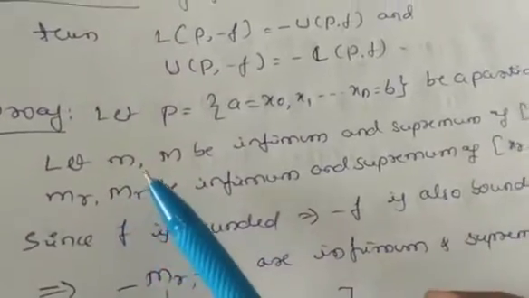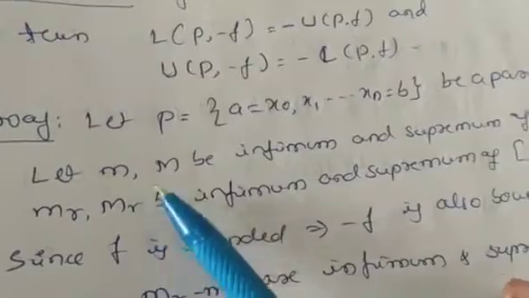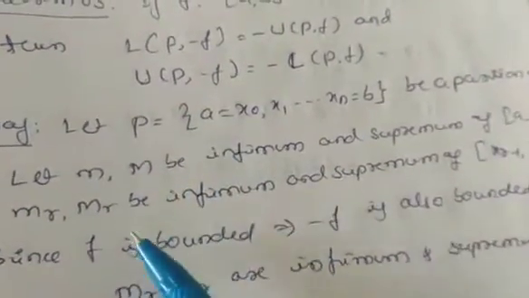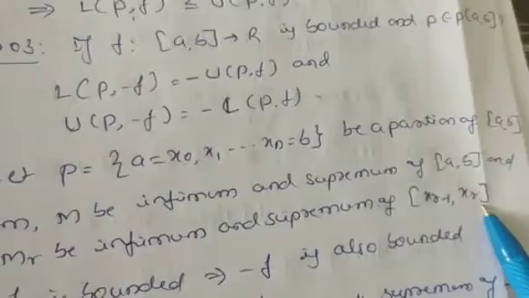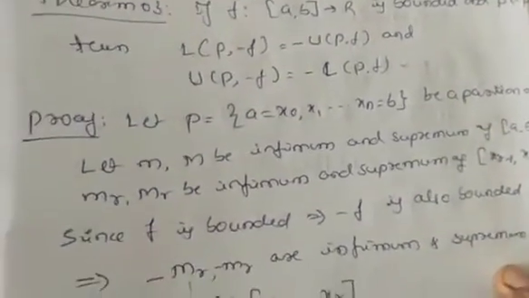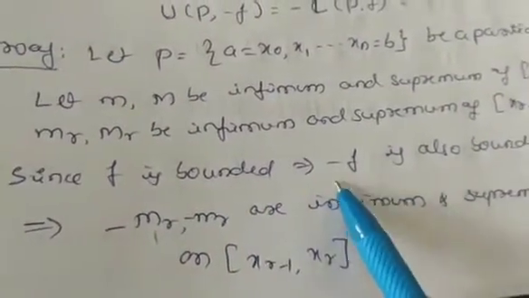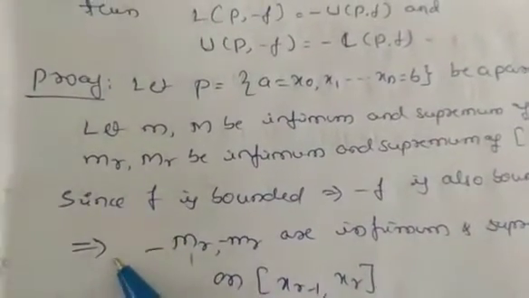And again, same as in all these theorems, we have to remember these points here. m is the infimum and M is the supremum on the given interval [a, b], and m_r and M_r are the infimum and supremum on the interval [x_{r-1}, x_r], that is I_r. Since f is bounded, -f is also bounded. We know bounded means it has limits, both upper and lower.